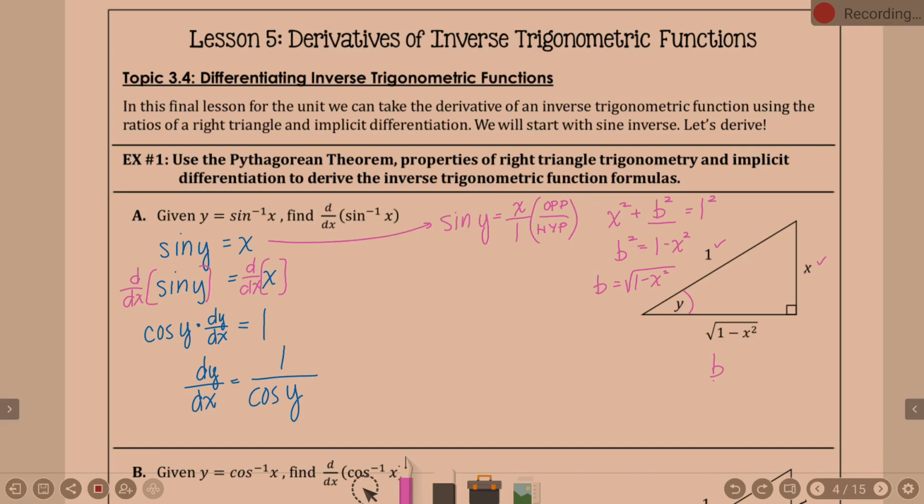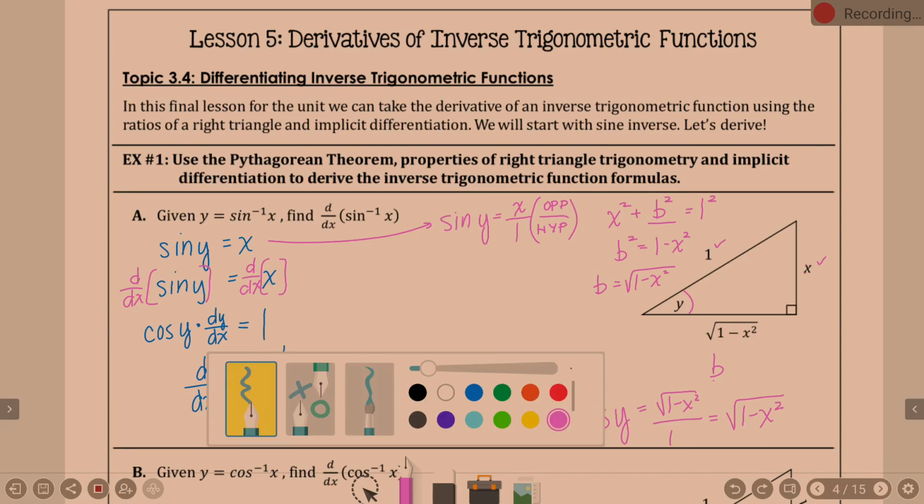Now, we're looking here. We need to know cosine of y, yes? We need to do 1 over cosine y. So right now, let's just figure out what is cosine of y. Cosine of y, yeah, it's adjacent over hypotenuse. So square root of 1 minus x squared over 1, which is just square root of 1 minus x squared, yes?